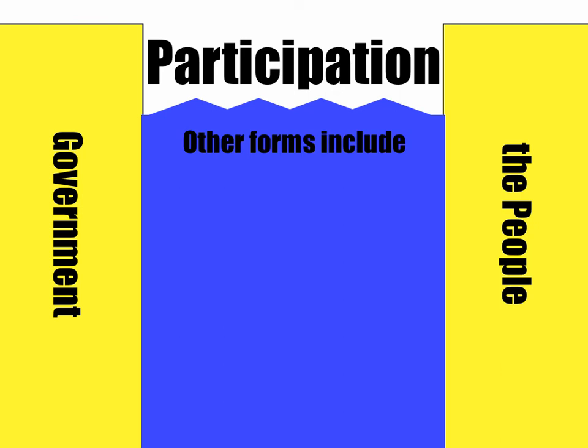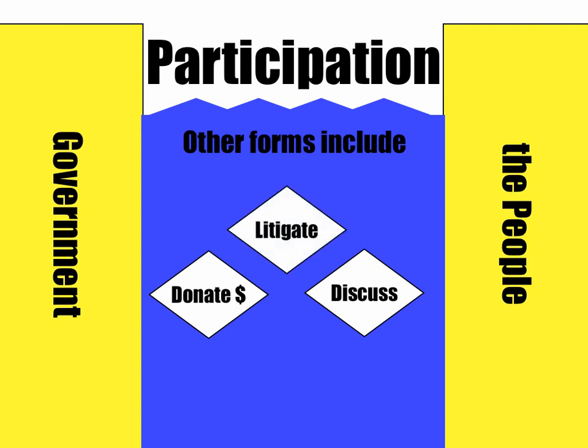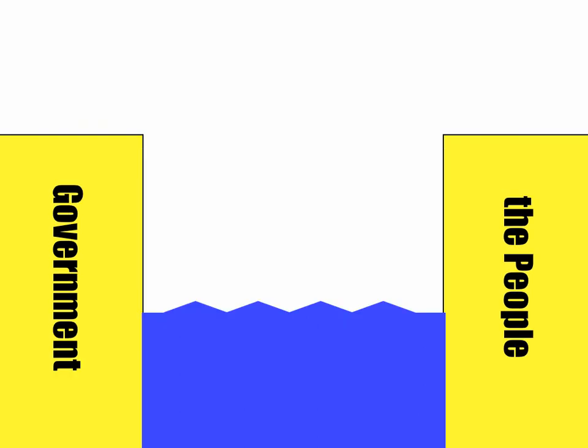There are other forms of participation, however, than voting. Discussing politics is participating. Donating money to campaigns is another form of participating. Litigating, bringing someone to court, is a way of participating in American government and politics. Although not used often, let's not forget protesting has been an American form of participation since the very beginning.